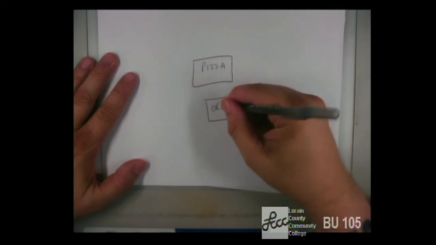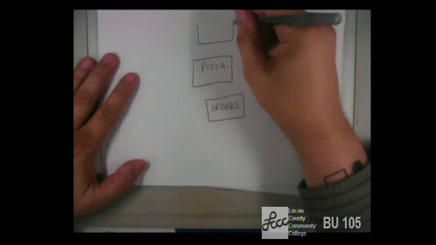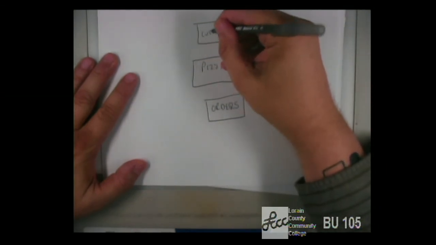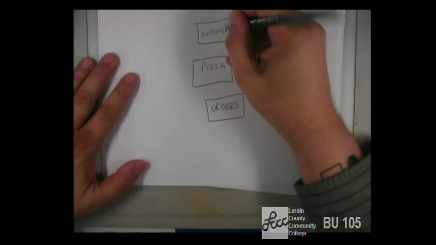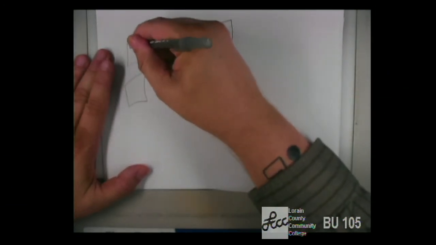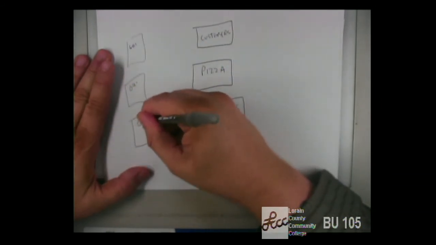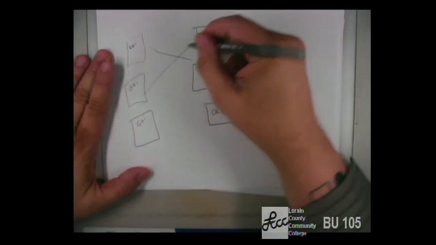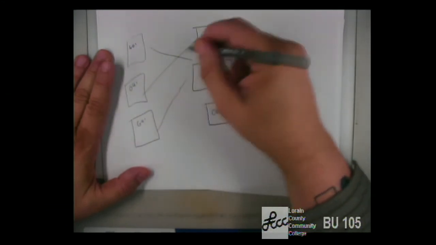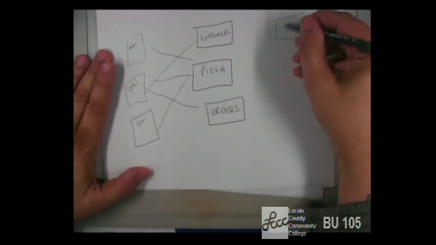I'll just put two of them up here now. I'll put a third one up here, maybe customers. Then we're going to have all sorts of GUIs that can access these in different ways. Access the different components in different ways and do different things with it.